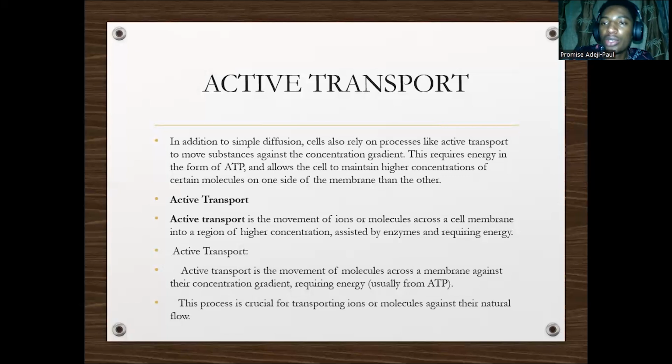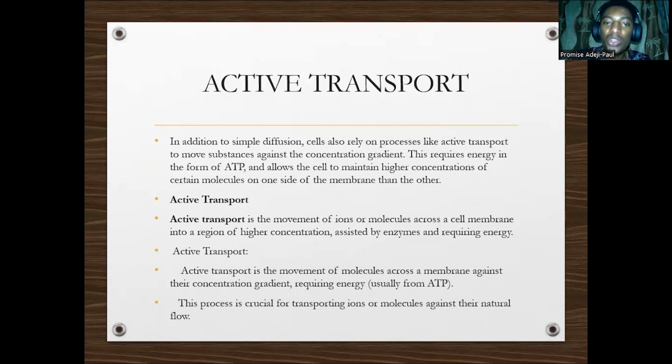It's the movement of ions or molecules across the cell membrane into a region of higher concentration, usually assisted by enzymes, and it requires energy. So active transport is the movement of molecules across a membrane against their concentration gradient. Please take note, this is a very important point: against their concentration gradient, and it usually requires ATP. So this process is crucial for transporting ions or molecules against their natural flow. It's meant to flow like this, but we want it to go the other way. So we push it.